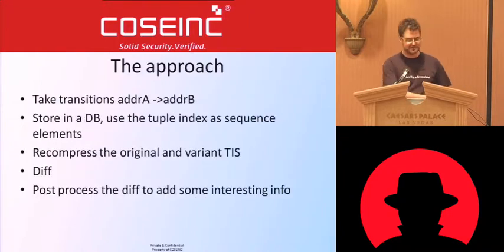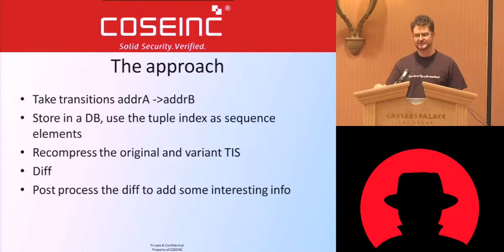Now I take all transitions from address A to address B, and I index those. Each transition gets an index in a database. Then that index of tuples, the tuple sequence, gets compressed. The variant also gets compressed. And then I diff them, just with sdiff, and it's unbelievably fast. Then I go back to the database from where I took the trace and mark it up with some interesting info.